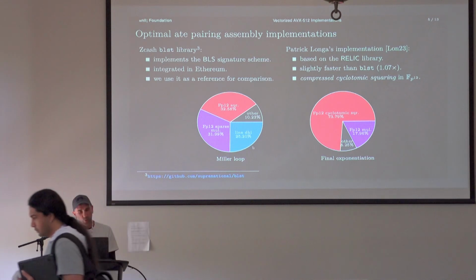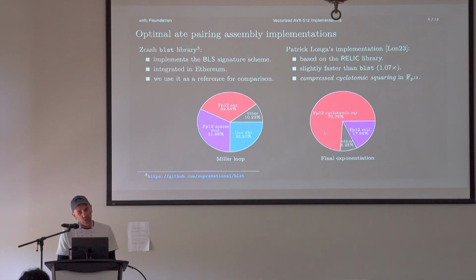While in the final exponentiation, around 74% of the total computation is spent on cyclotomic squarings, and around 18% on multiplications over fp12. So if we want to optimize the optimal 8 pairing, these are the core operations that we need to target and we need to optimize.